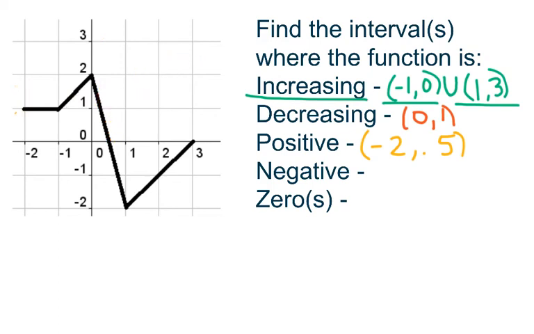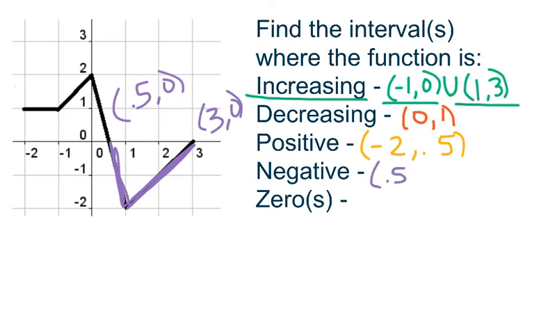Negative means below the x-axis. So I'm going to do this in purple. It is below the x-axis, all of this. So it starts here at 0.5, 0. It ends at 3, 0. Starts when x is 0.5. It ends when x is 3.